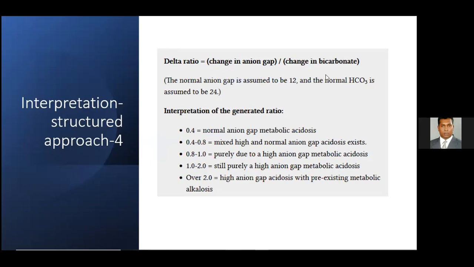So say if your anion gap is 25, your change is 13, and the change in the bicarbonate, again you take the cutoff point as 24 in this situation. So normal bicarbonate is 24. So depending on the situation, you can get certain values, and the usual range is between 1 to 2, and if it is more than 2, there is high anion gap acidosis with pre-existing metabolic alkalosis. So if this is slightly lower, there may be another type of metabolic acidosis in addition to the high anion gap.